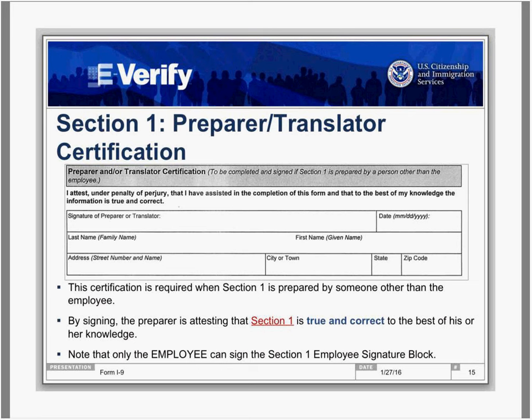A question I received out of this block is: Dave, can an individual be the preparer and/or translator here in Section 1, the certification block, but also be the same individual that completes Section 2 for the company? Yes, you can.